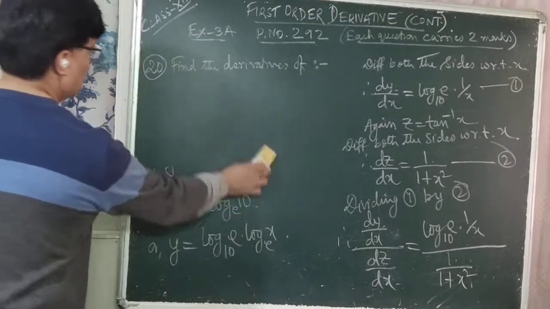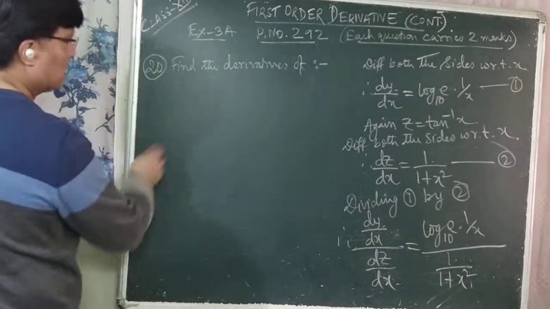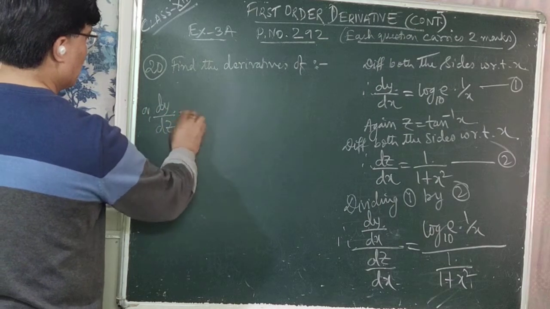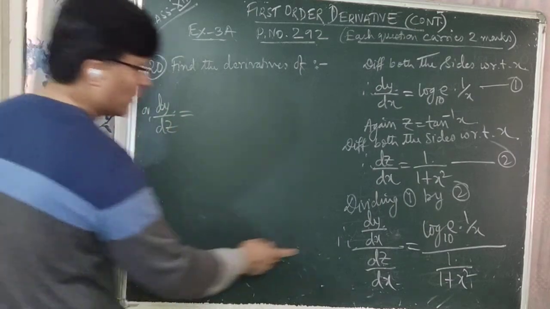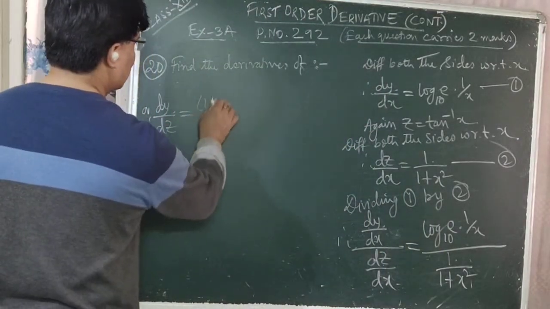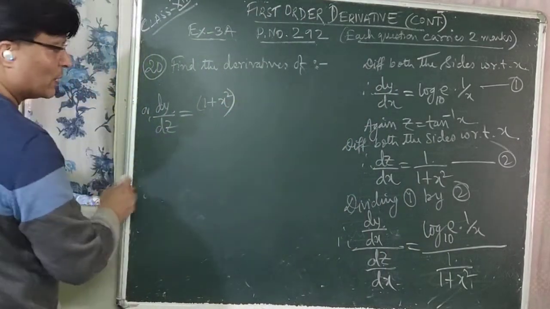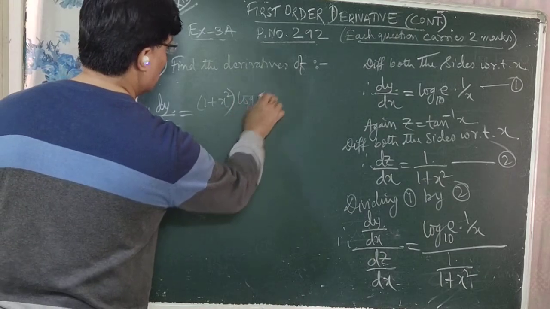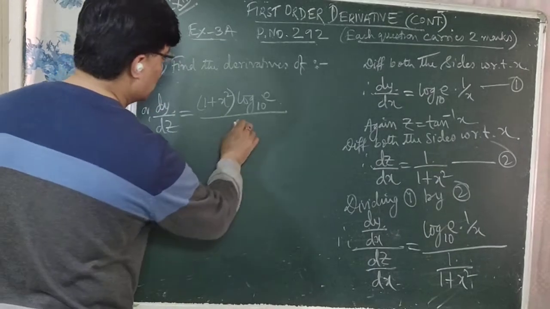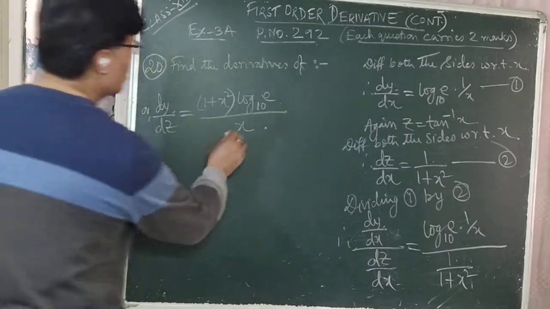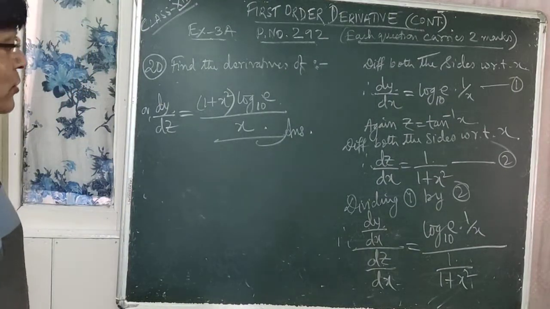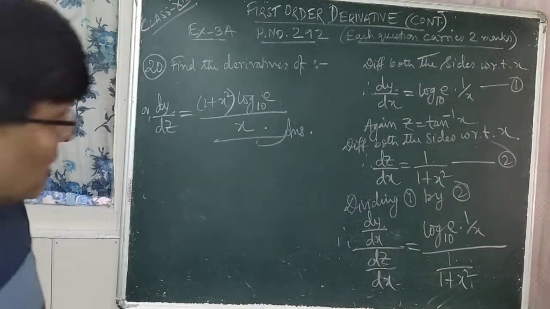So now let's simplify it. So dy by dz is equal to, dx will be cancelled. Now 1 plus x square goes up in the numerator. Let us write it first: 1 plus x square into log e base 10, whole divided by x. So this is your final answer. Understood? So you can copy it. We'll do the next question now.